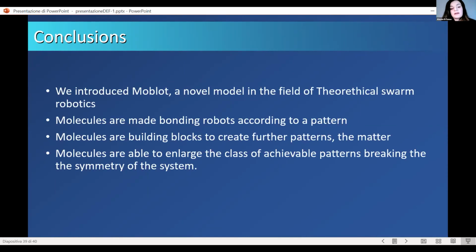Further research will be about the design of a general algorithm for the solution of the matter formation problem and to study its reconfigurability.